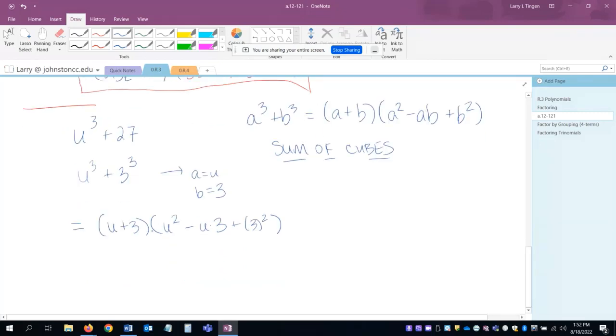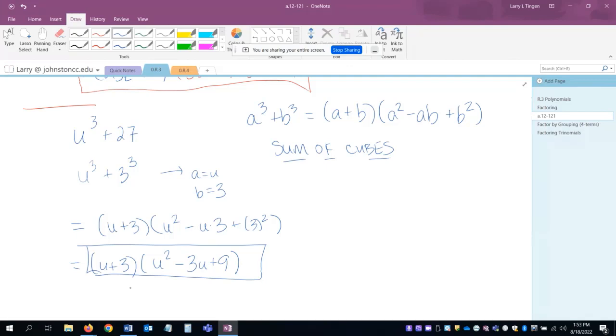So all I did is just plug in u for a, 3 for b, and then I'm going to come back and clean it up. u plus 3 times u squared, u times 3 is the same thing as 3 times u, and then 3 squared is 9. All right, so there is a perfect sum of cubes situation.